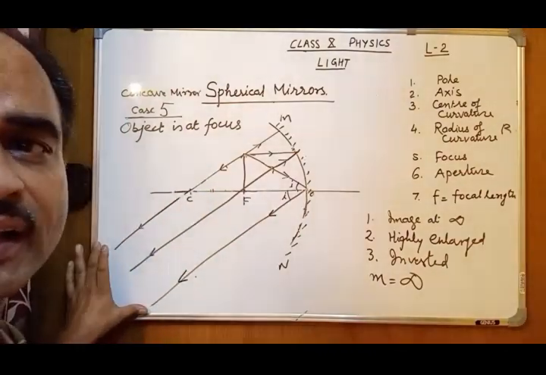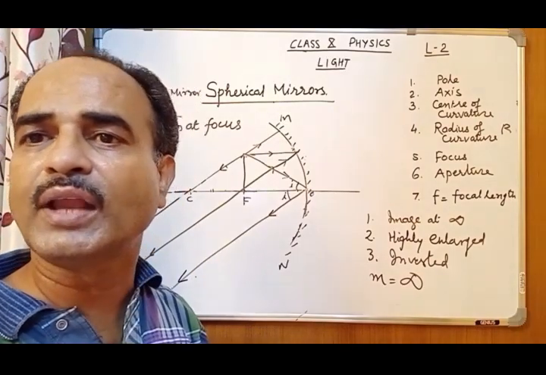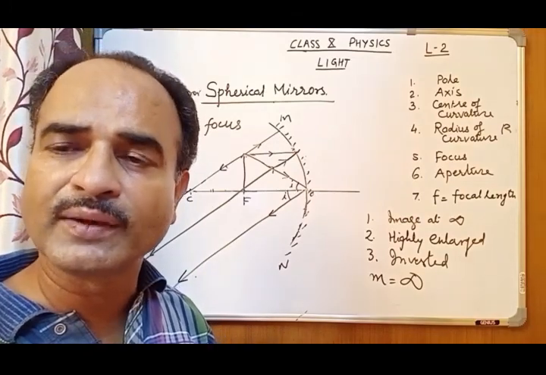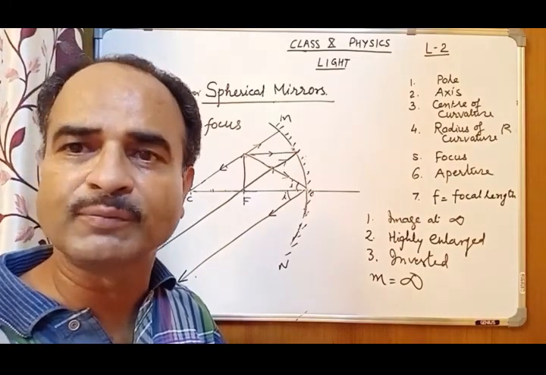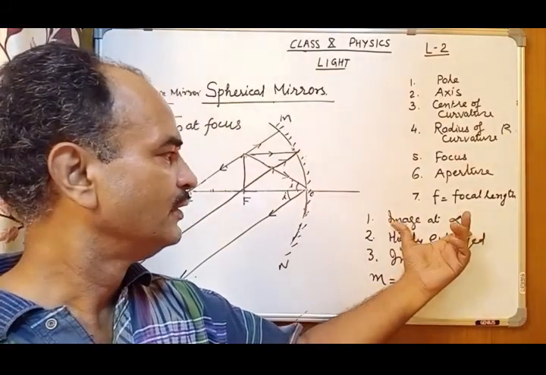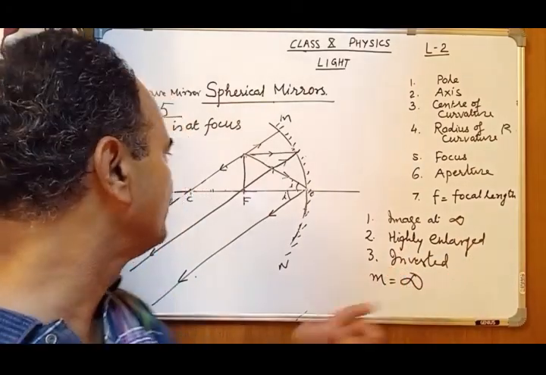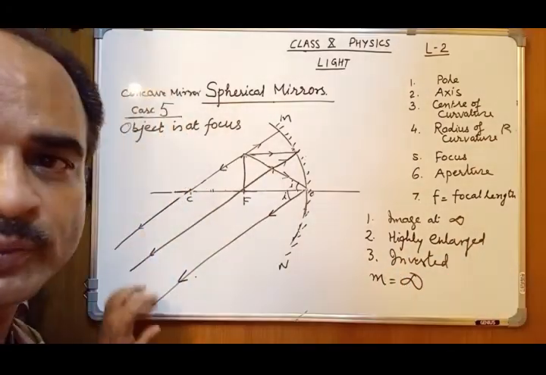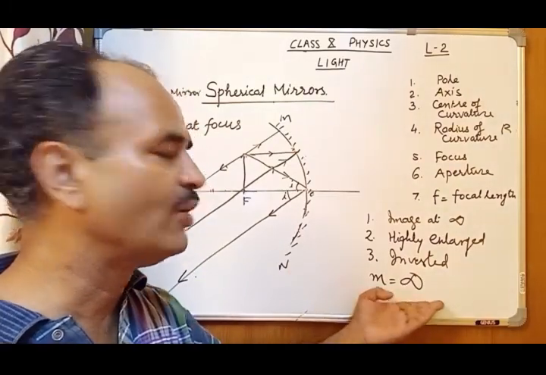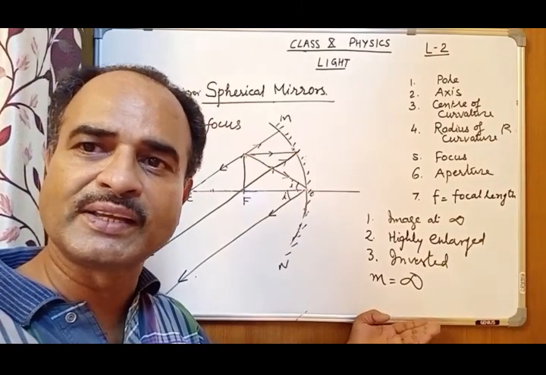So all the rays will become parallel to each other, and hence we will see that a very large, or infinite, size of image will be there. We cannot see it in practice, so we can say that the image is formed at infinity. The image will be highly enlarged. It will be an inverted image because it will be away from the principal axis, and M will be infinite in this case. So this is the fourth and typical case.